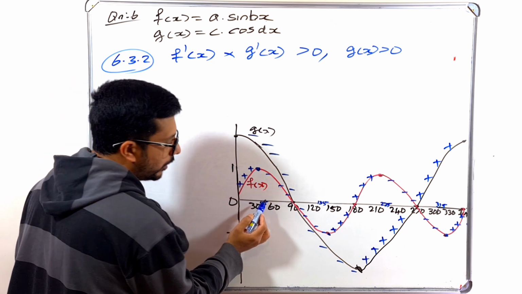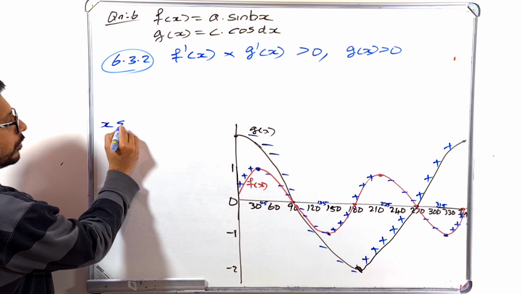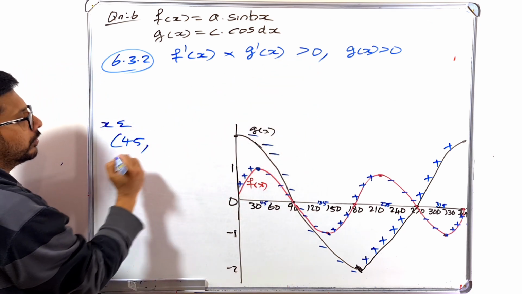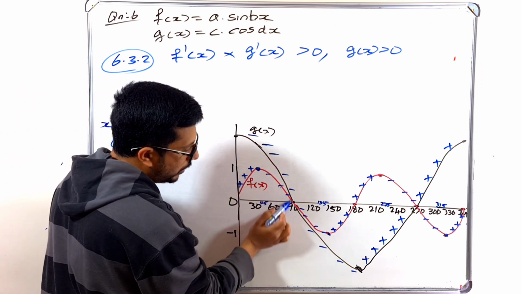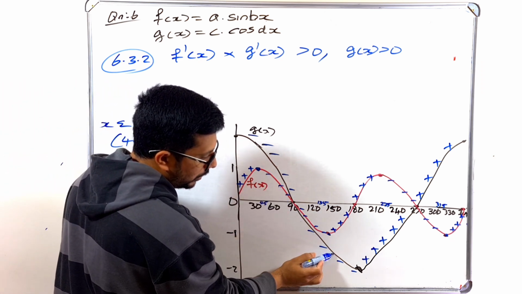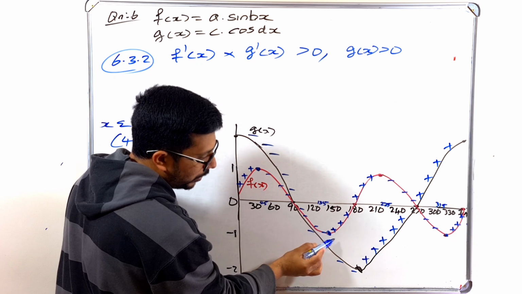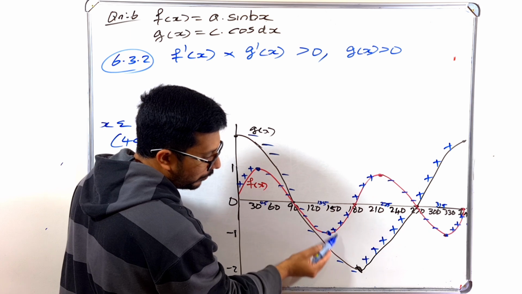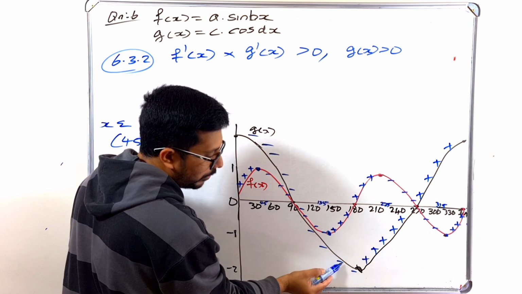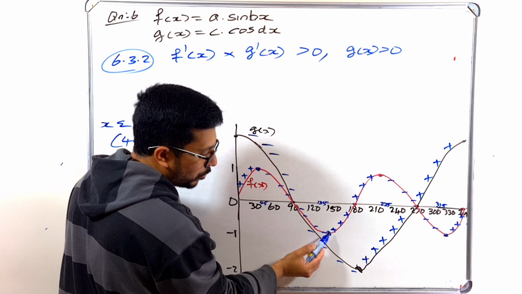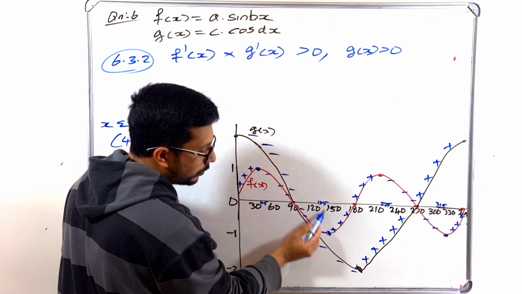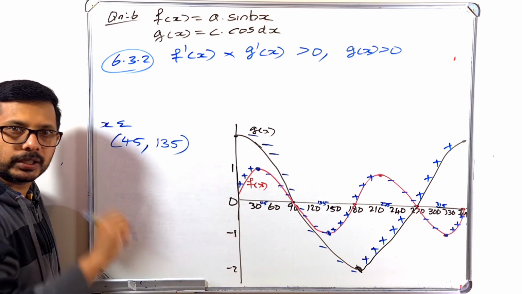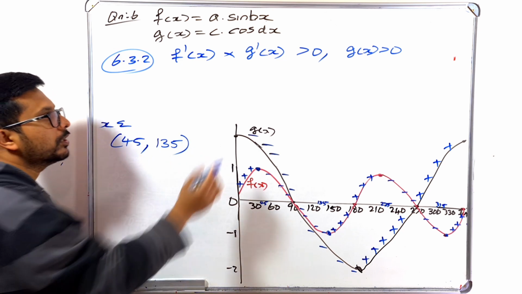At this point, what is the x value? 45. So x is greater than 45, negative, negative, negative. But after this point, you can see that this graph is going to be positive. Here it is still negative, but if you multiply, positive times negative is negative. We don't want that. So only up to here, negative, negative. At this point it is 135. That means from 45 to 135, both graphs are negative, and negative times negative is positive.